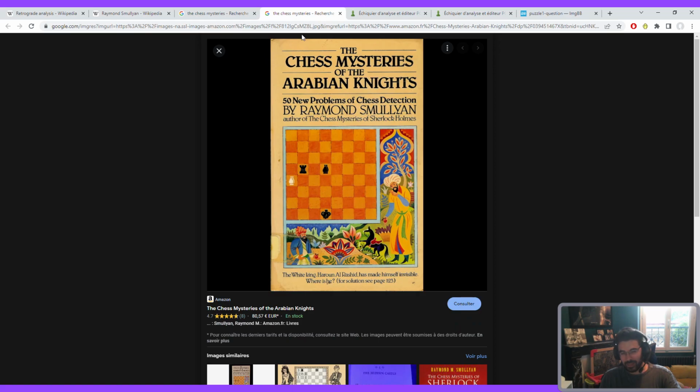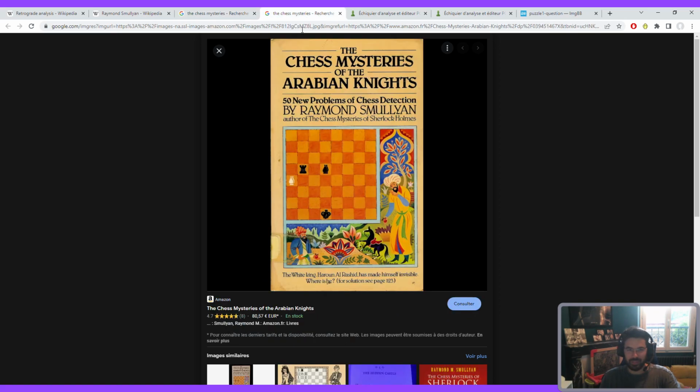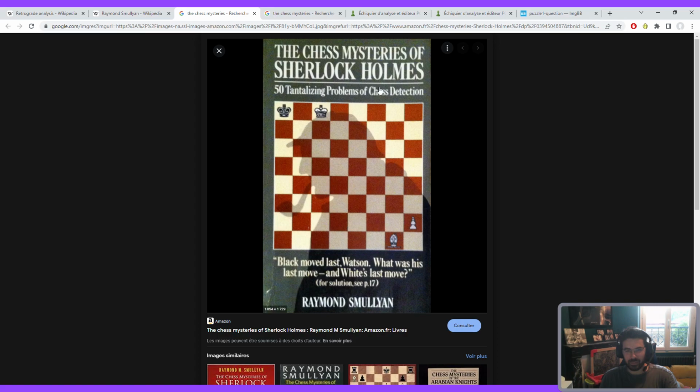But as an homage, as I said, I wanted to study, as an introduction to retrograde analysis, the two problems that are actually on the cover of these two books. So we can start with this one, The Chess Mysteries of Sherlock Holmes.